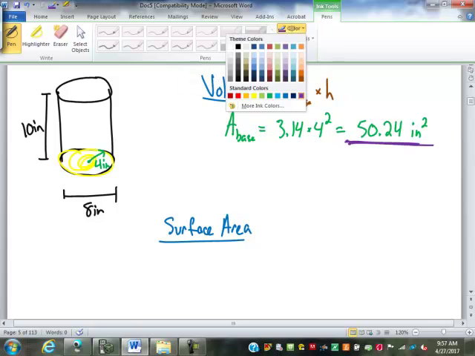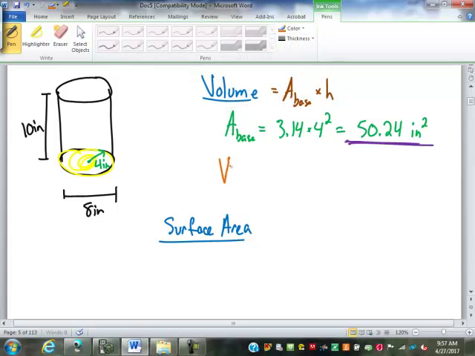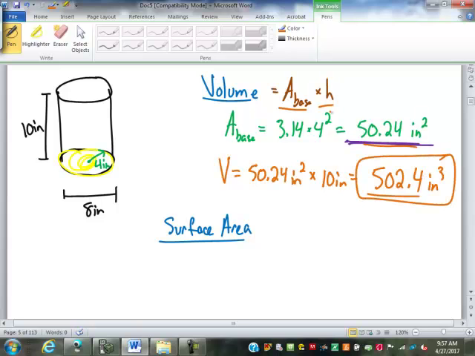Okay. So then our volume is area of the base times the height. So the area of our base is the 50.24 inches squared times our height, which is 10 inches. That's 502.4 inches squared times inches is inches cubed. That's the volume right there.